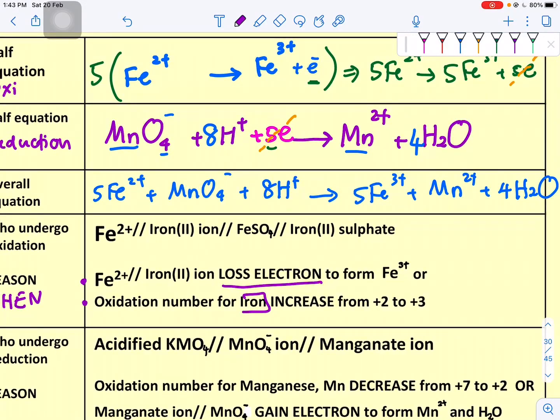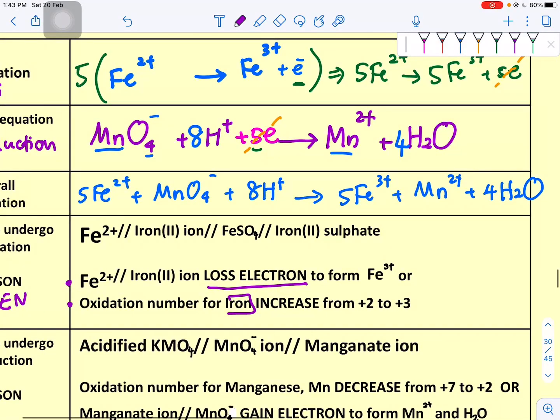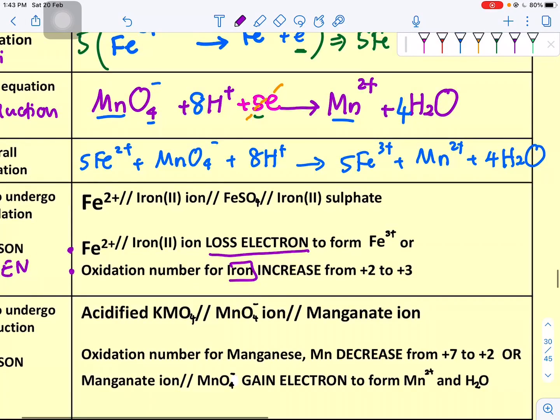So apa berlaku reduction? Acidified KMnO4 or manganate ion. Why? Juga ada dua pilihan jawapan. Because oxidation number for manganese decrease from positive 7 to positive 2. How I know oxidation number for manganese positive 7? Yang pertama, I tengok nama dia acidified potassium manganate 7. Itu milik dia lah. Kita dah belajar sebelum ni.